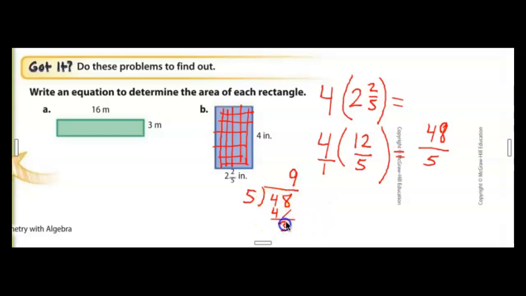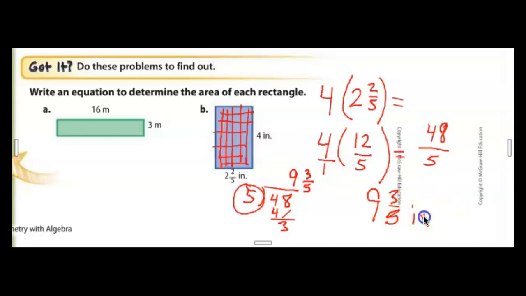Now instead of adding a 0, bringing it down, and continuing as a decimal, we're going to take the remainder, make it into a numerator, and then we're going to use the divisor as the denominator. So this is actually going to be equal to 9 and 3/5.